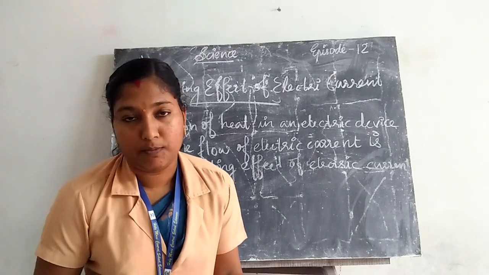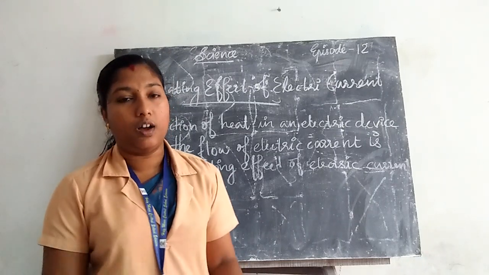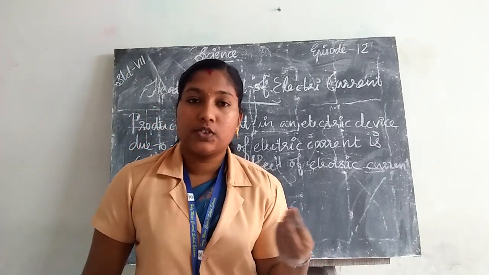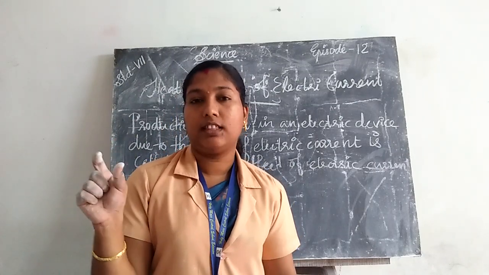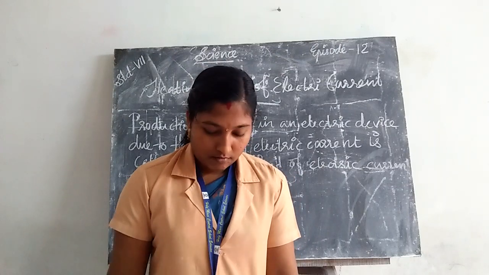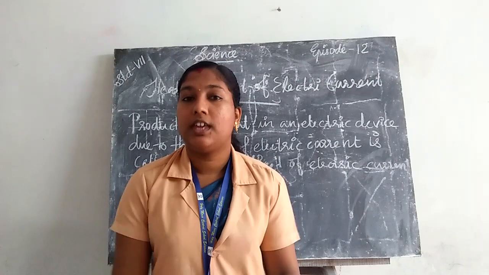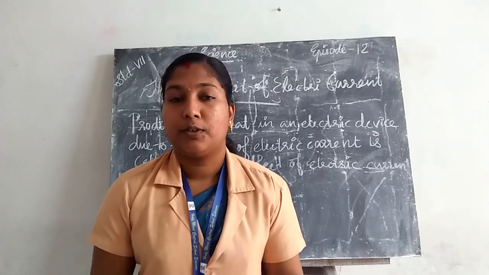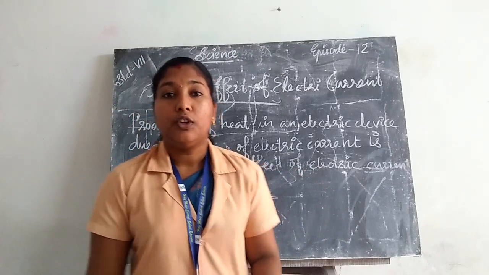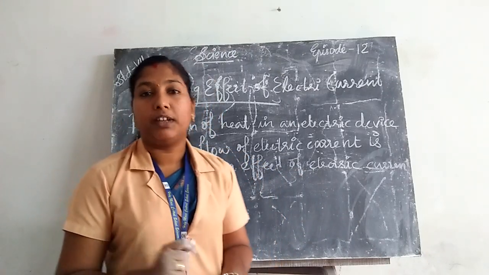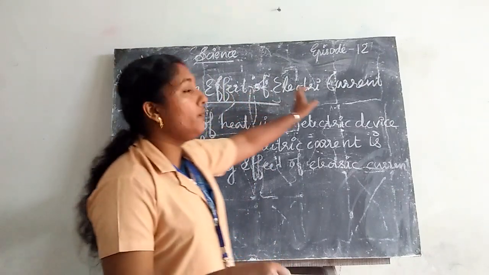Did all of you understand what we mean by the heating effect of electric current? We know that in our house there is an iron box. If we plug the iron box into the switchboard, after some time the iron box becomes hot with the help of electric current. Then we can iron the cloth materials. It is working on the basis of the heating effect of electric current.